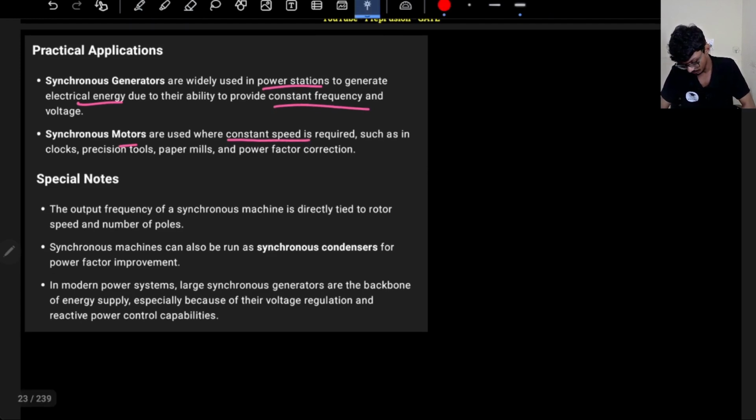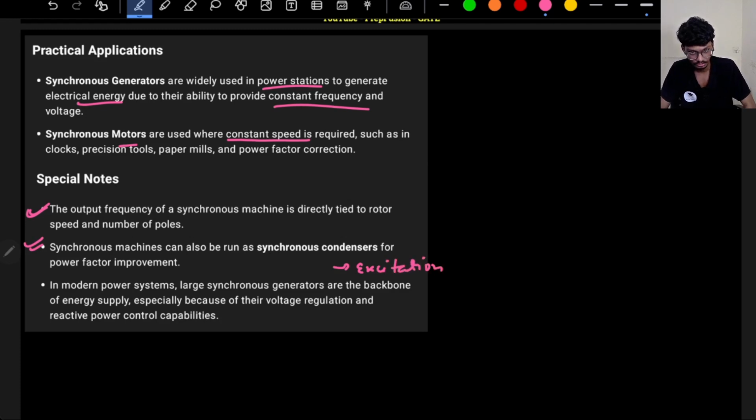The important points: the output frequency is directly related to the rotor speed and the number of poles. Synchronous machines can also run as synchronous condensers, okay? I will explain what condensers are later. It depends on excitation basically. So we will learn this today. I will give you the crux of what excitation is. In this first lecture we will get an idea of what is to come, okay?